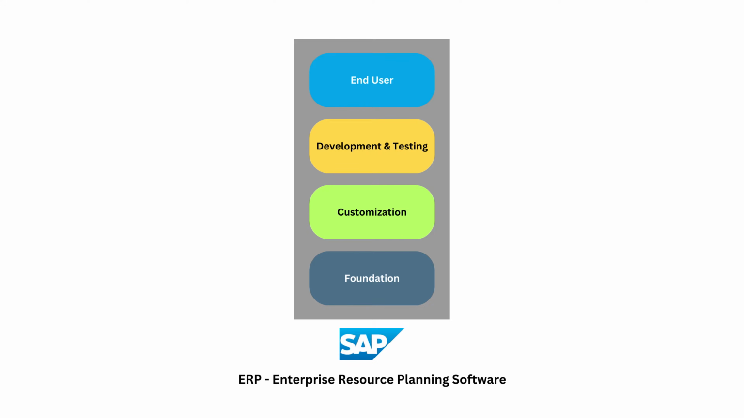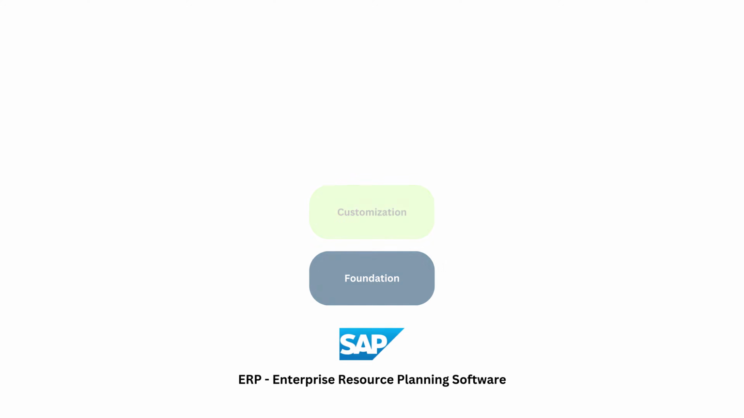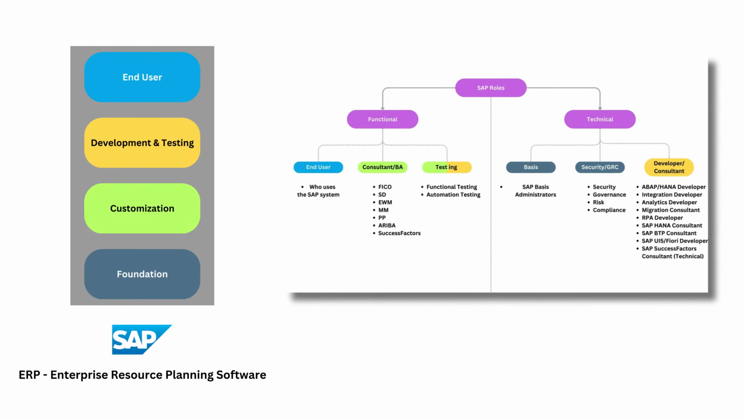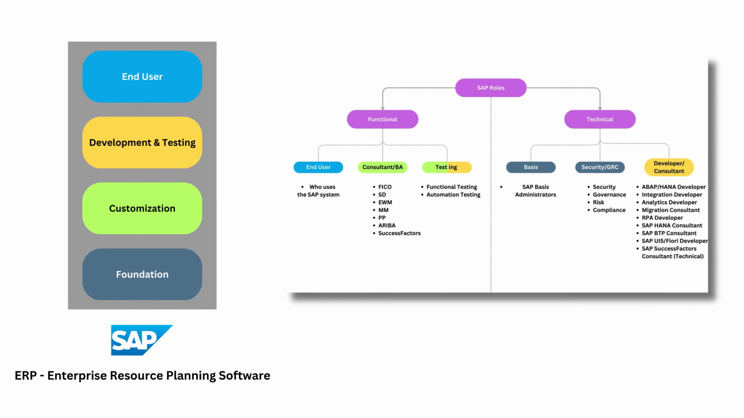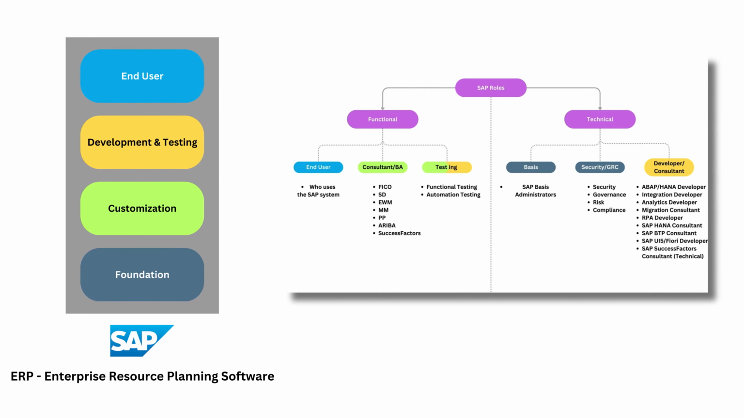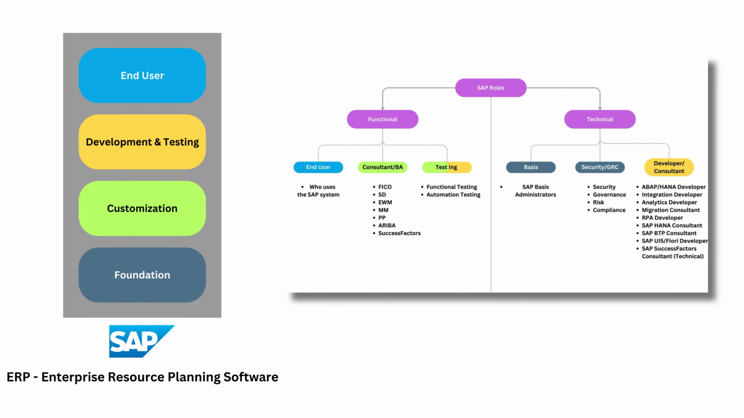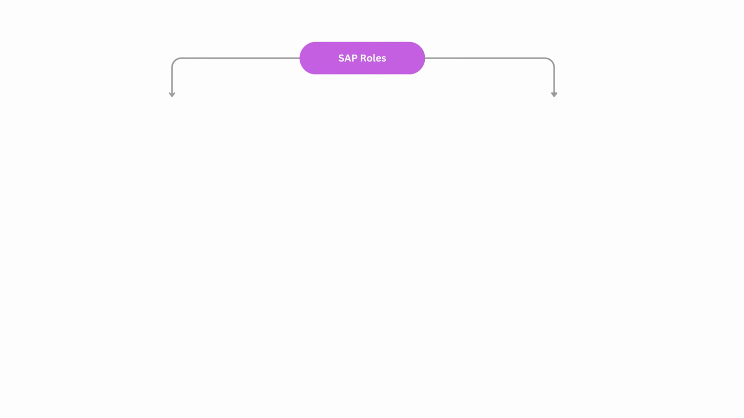That being said, I now want to briefly explain the different roles and responsibilities available in SAP. As you see the color coding, I want to use the same color coding to represent the different roles and responsibilities in the SAP space. At a high level, SAP roles are divided into two categories. One is functional role, the other is technical role. Let's start with the technical role.